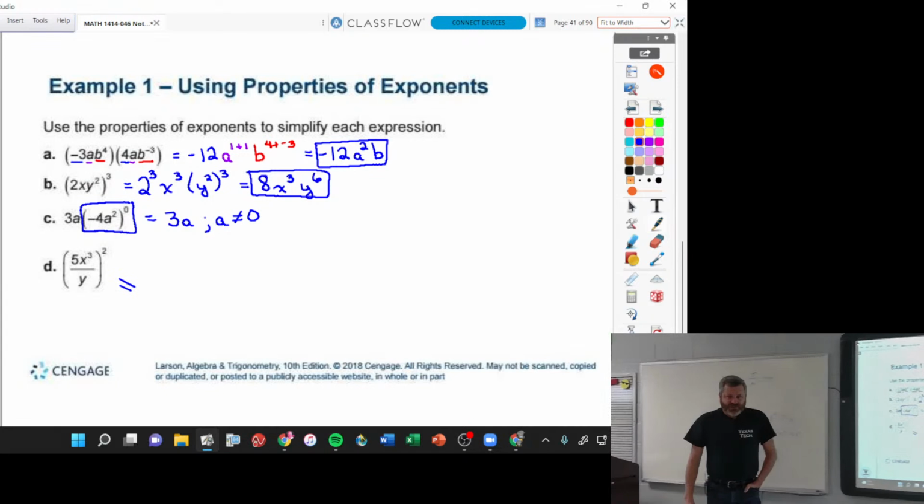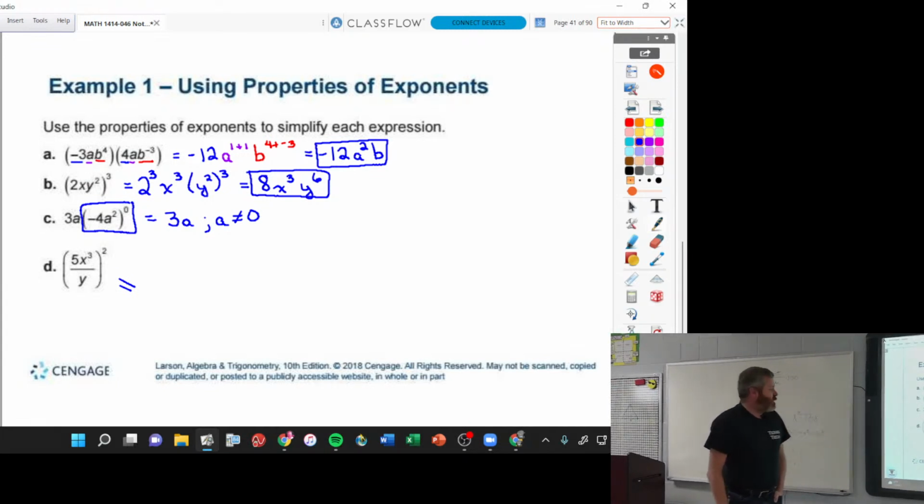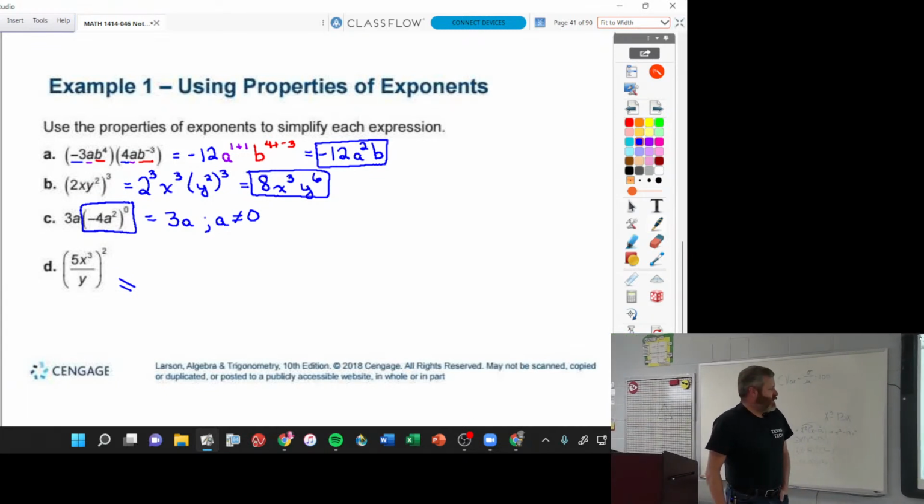Zero to the zero power is undefined. For part D, I have a product on the top: 5 times x cubed, and I have a y in the denominator, as long as y is not equal to 0. That whole fraction is being raised to the second power.